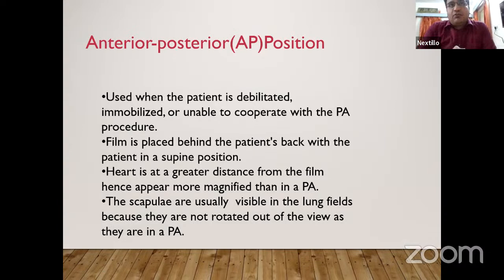Now, one more thing: because the heart is anterior and we are taking the rays like this, the heart is at a greater distance from the film as compared to the PA. So the heart appears a bit magnified in these. In the PA view, we do the maneuver of rotating the shoulders anteriorly, so we are able to remove the scapula. But when the patient is lying down, we can't do anything. So the scapula will be visible in the lung fields, as they are not rotated out of the view as in the PA view.